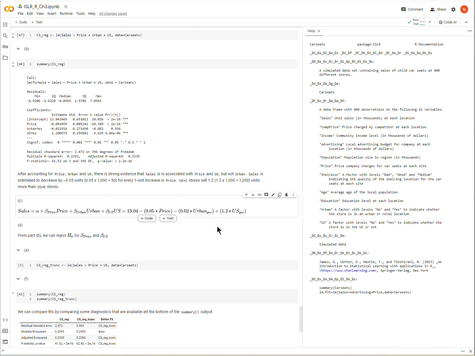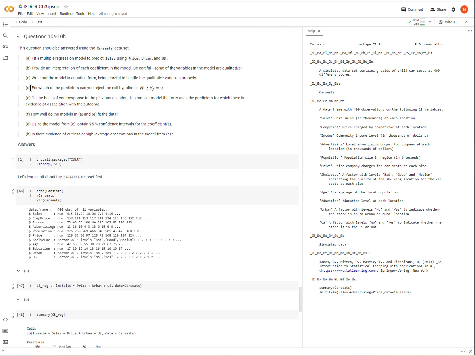I don't know the best way to signify that, but remember, urban is not like you have a bunch of values, 0 through 100 urban. You either are or you aren't, and so I've specified urban yes with this subscript, and similarly for US.